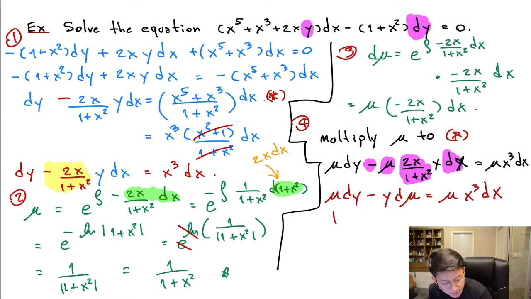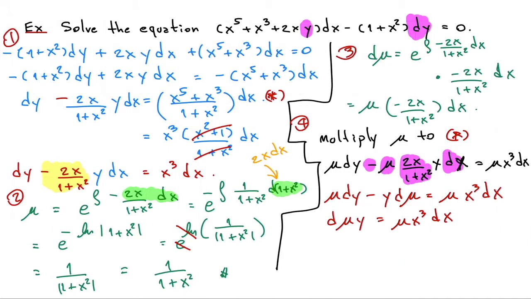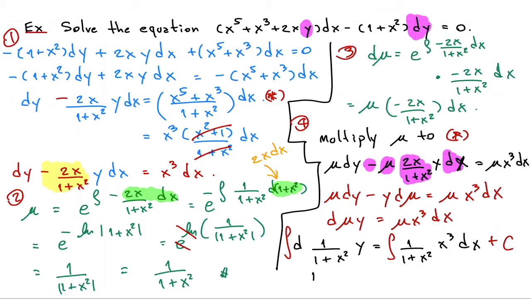So we have d of mu y equals mu x cubed dx, but mu is 1 over 1 plus x squared. So we have d of (1 over 1 plus x squared times y) equals 1 over 1 plus x squared times x cubed dx, and then you integrate this guy and you add c. So you have 1 divided by 1 plus x squared times y equals the integral of x cubed divided by 1 plus x squared dx plus c.